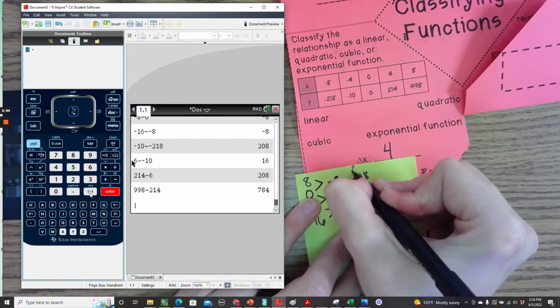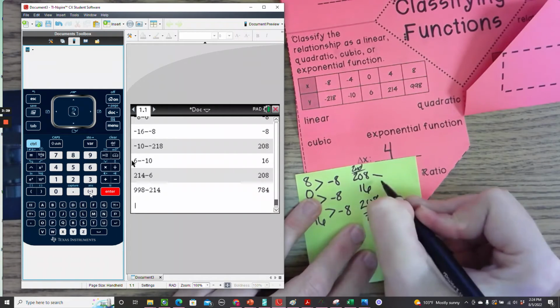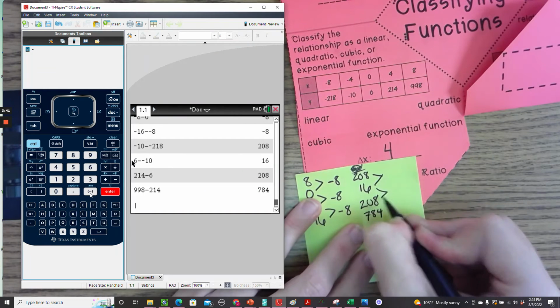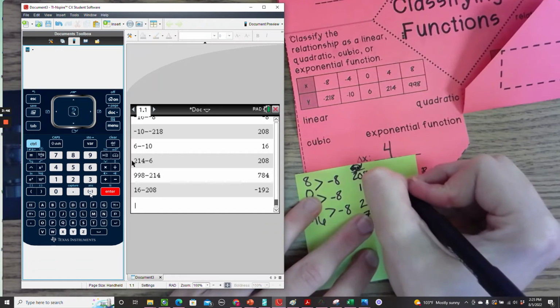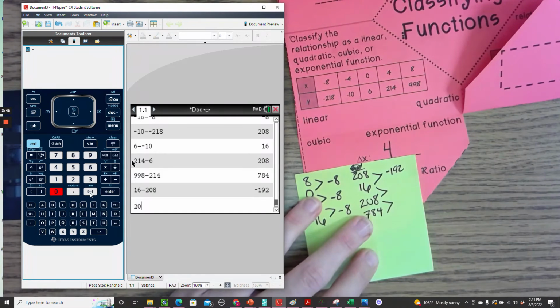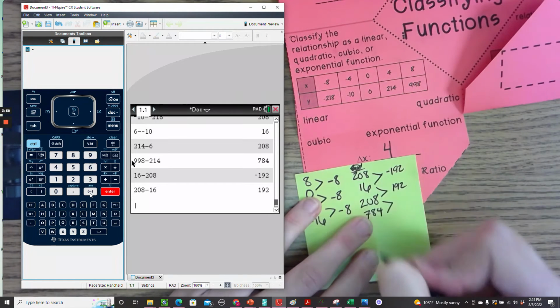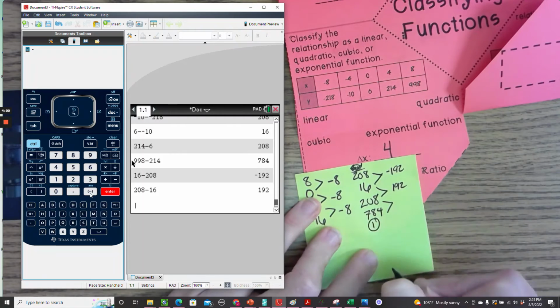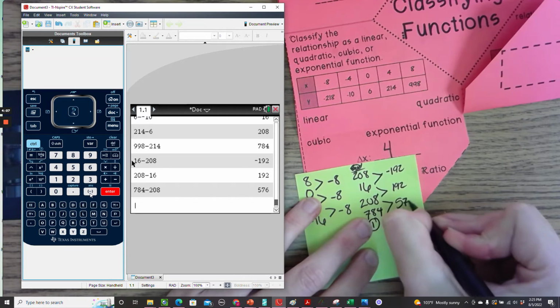So this was the first common difference right here. No second common difference, or sorry, no first common difference. Let's see if there's a second. I'm so sorry, guys. 16 minus 208 is a -192. 208 minus 16 is a +192, so I don't have a second common difference either. So this is the first common difference. 784 minus 208 is 576.